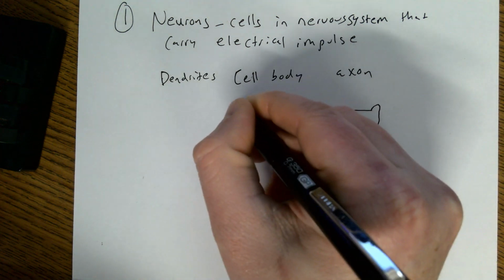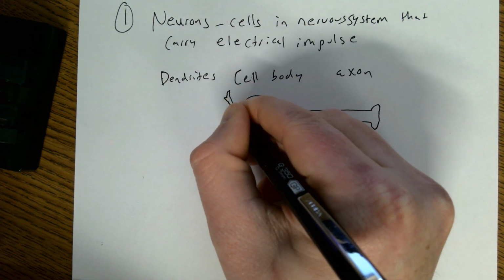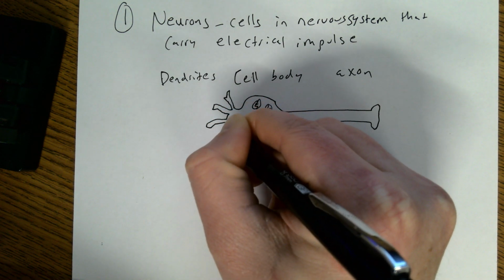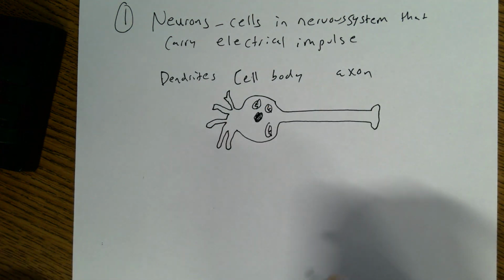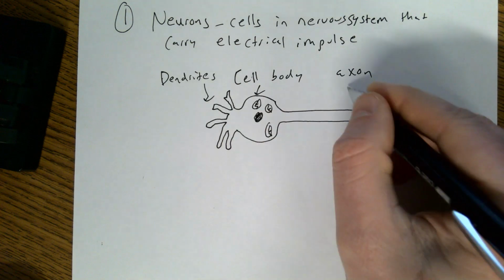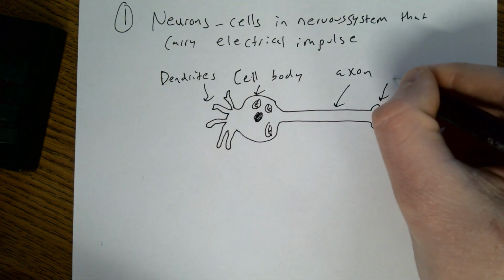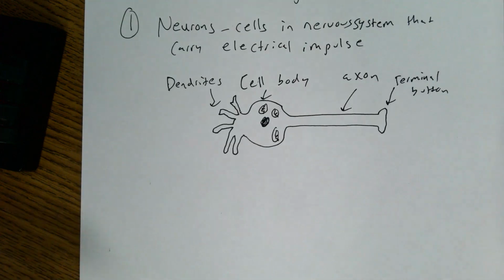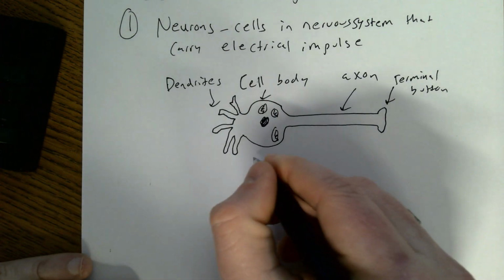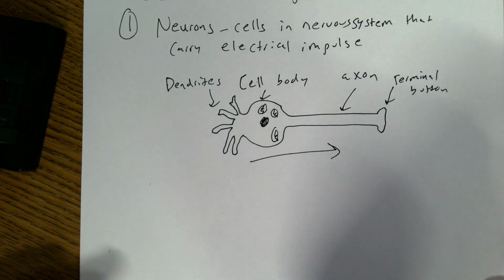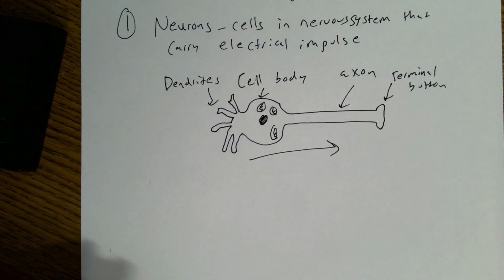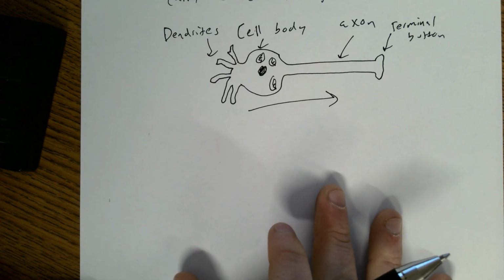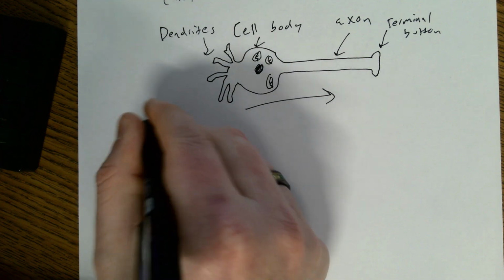Your dendrites stick off and branch out and connect neurons to other neurons. So you get all of these little tubes that look like this. You've got your dendrites, your cell body, and your axon. The end of the axon is often called the terminal button. We'll see that later on. The electrical impulse will move along a neuron from dendrites to the axon.